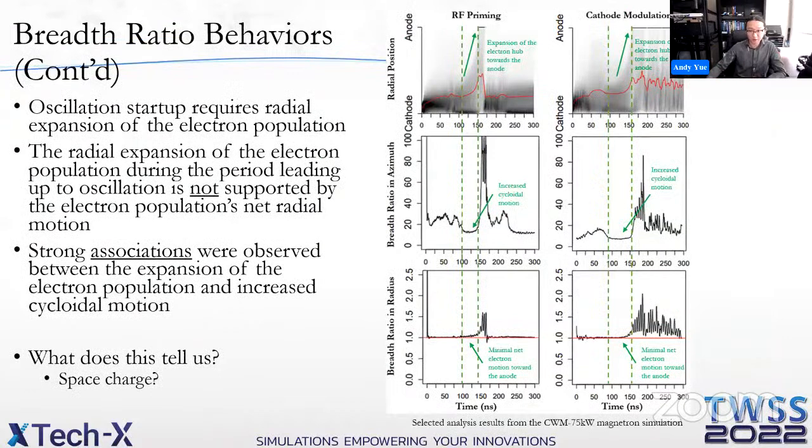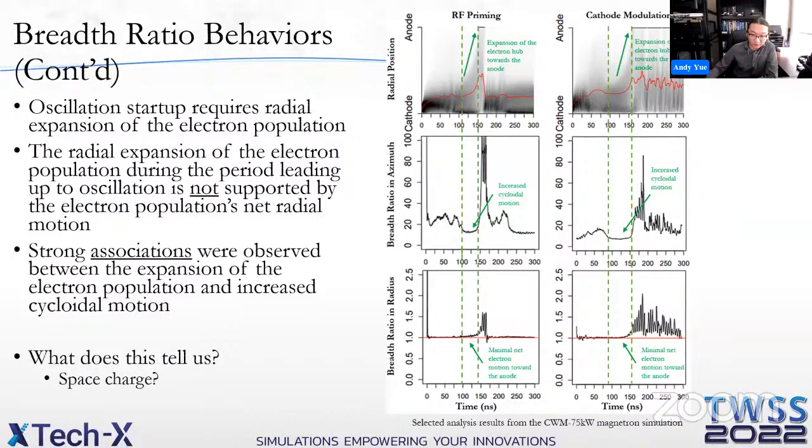More interesting observations can be made when we look at the analysis plots from a different perspective. These plots shown here are from the 3D simulation of the CWM 75 kilowatts. But the same observations were also made when studying the 2D results. Here are the observations. We know that oscillation startup requires a radial expansion of the electron population to open up the possibility of charge transfer from the cathode to the anode. This radial expansion can be clearly seen in the radial position distributions on the very top.